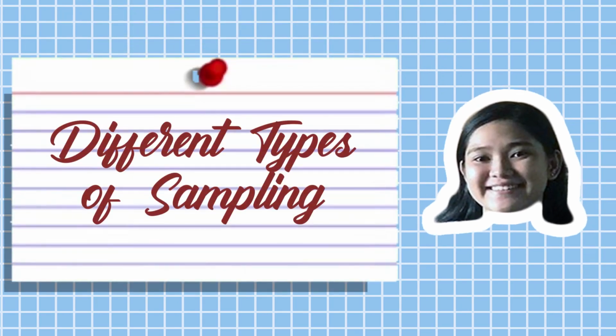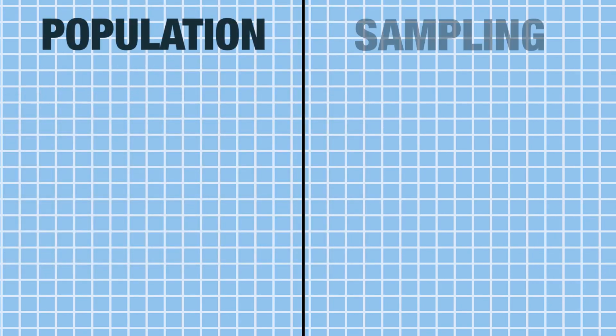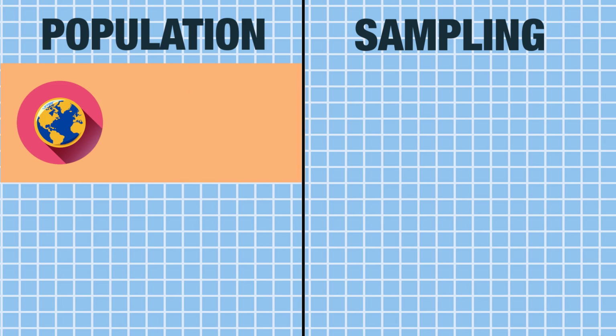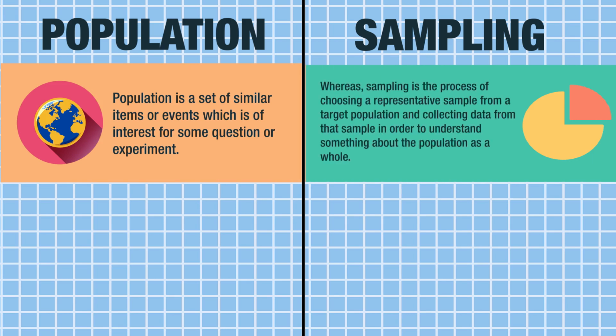In this video, we will talk about the different types of sampling. But first, let us know the idea of the population and sample. Population is a set of similar items or events which is of interest for some question or experiment, whereas sampling is the process of choosing a representative sample from a target population and collecting data from that sample in order to understand something about the population as a whole.